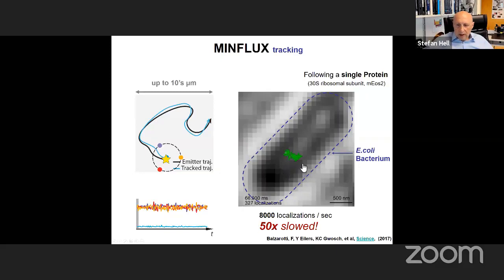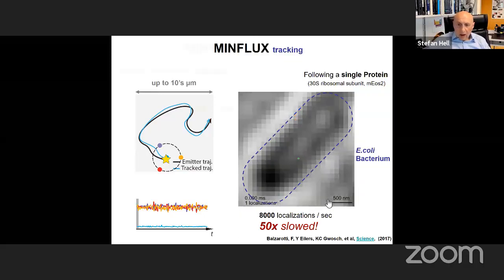This is actually done in collaboration with Johan Elf from Uppsala. Very first demonstration that you can get 8,000 localizations per second and a record tracking speed, in this case of the ribosomal subunit, labeled with an activatable GFP, MINFLUX.